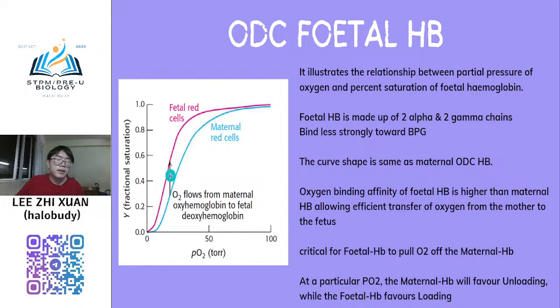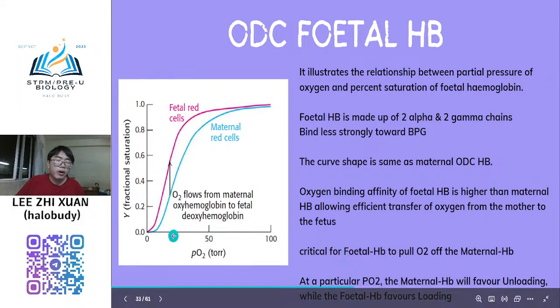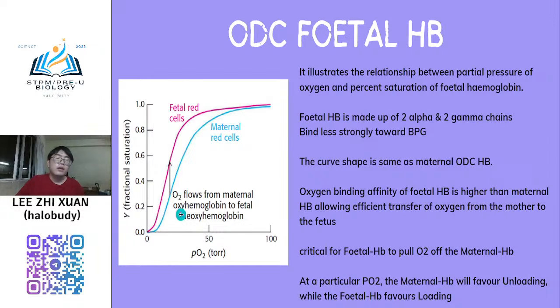Meaning that at the same point of oxygen, the oxygen will first bind to the fetal one. The oxygen will go to the fetal part first, before it goes to the maternal part. So the oxygen will flow from maternal oxyhemoglobin to the fetal deoxyhemoglobin. This is the reason why there needs to be a difference. If not, when it is in equilibrium, there is no gaseous exchange at all, and then the baby will die because it cannot get oxygen.